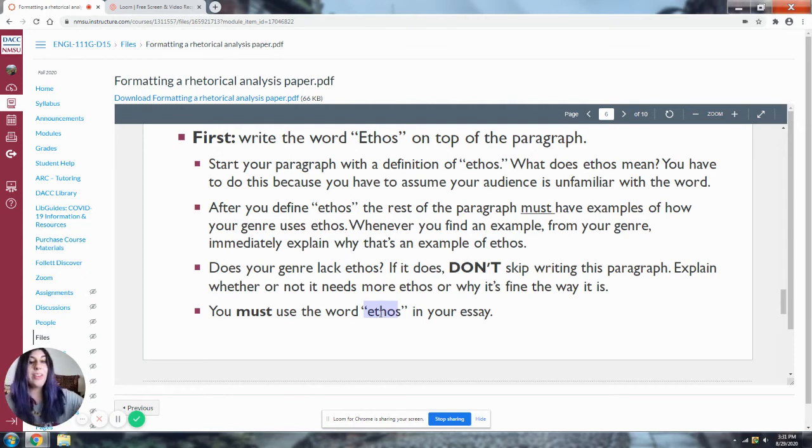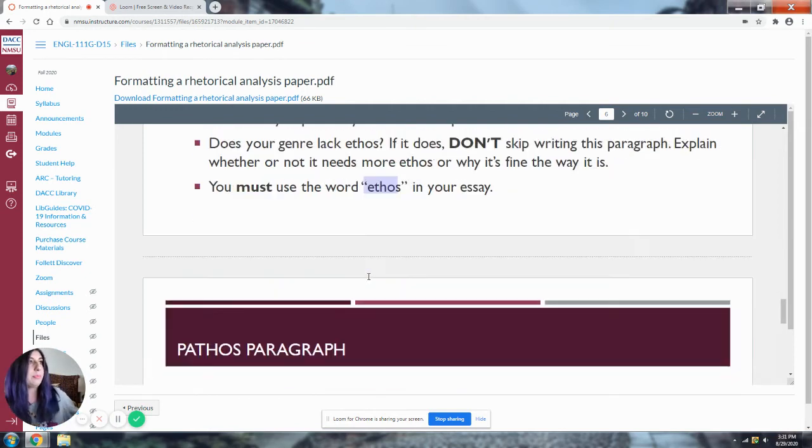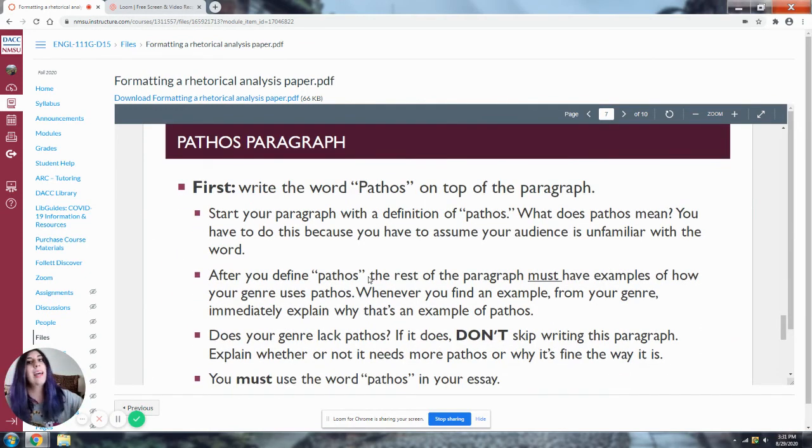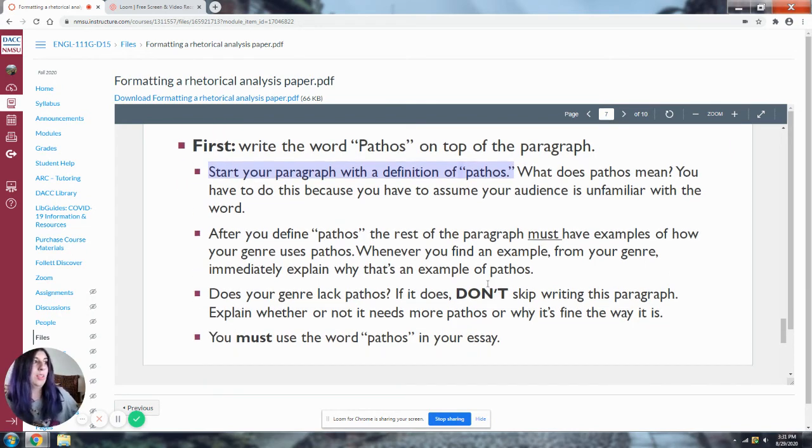So make sure you use the word ethos in your essay. Pathos, exact same thing that we just talked about, but with pathos instead. Start with the word pathos as a section heading. Whether you have a section heading of pathos or not, define what pathos is because your audience may not know.